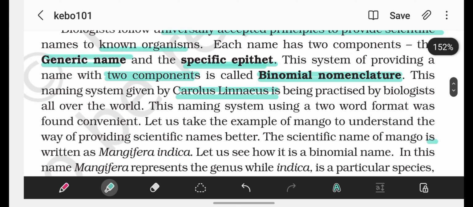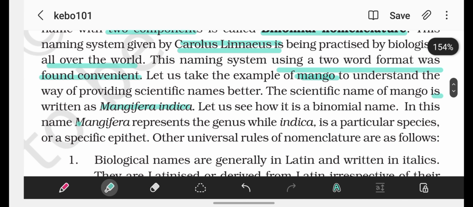Being practiced by biologists all over the world, this naming system using two-word format was found convenient. Let us talk of example of mango. The scientific name of mango is Mangifera indica. Mangifera represent the genus, means mango belongs to genus Mangifera, and indica represents the species or a specific epithet. Our universal rules for nomenclature are as follows.